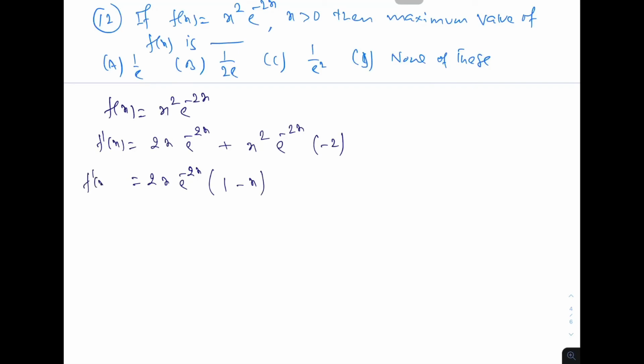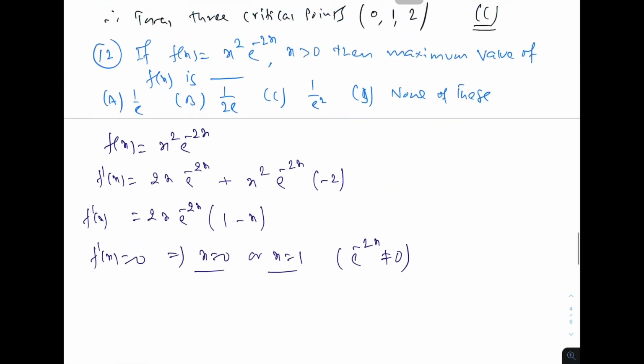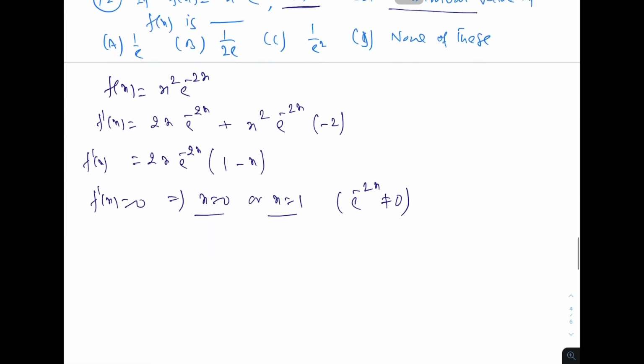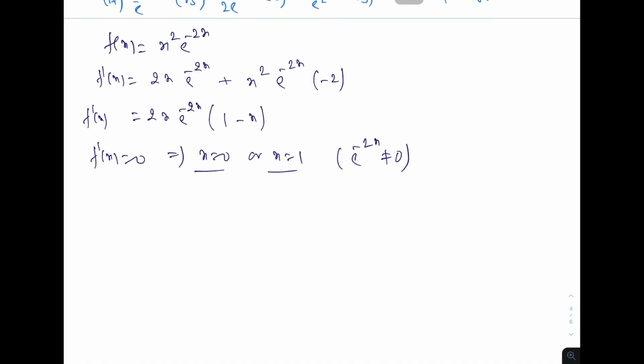Now f dash x is 0 will imply x is 0 due to this, or x is 1, because e power minus 2x can never be 0. So there are 2 points we are having, x is 0 and x is 1, and we are having x here greater than 0 and we want maximum value. Maximum value means the second derivative should be less than 0, or another way also we can take if we don't take the second derivative.